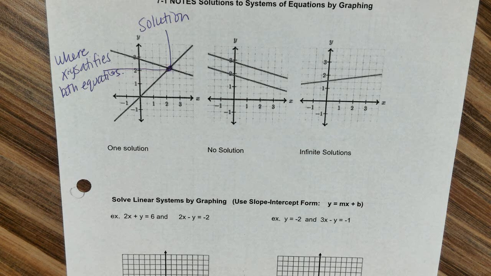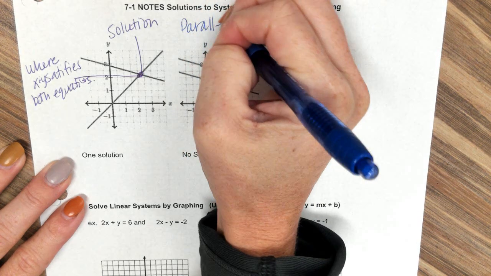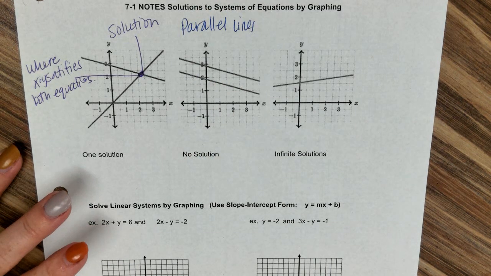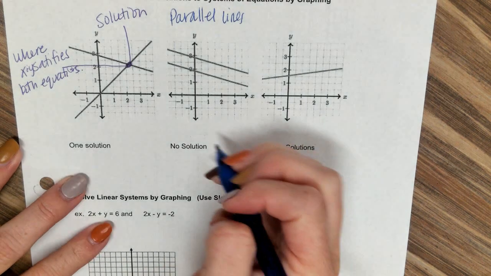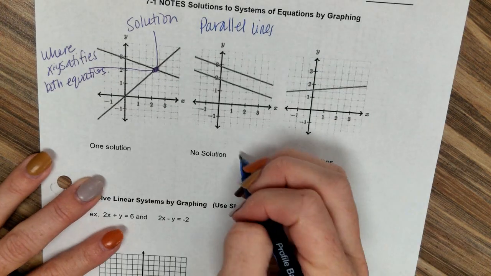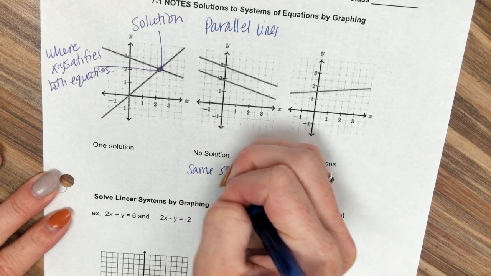Now, look at the next graph and tell me about it. What kind of lines are these? These are parallel lines. Are they going to have a solution? A point where they meet? They're not. So anytime you have parallel lines, the answer is going to be no solution. So you can either write the words no solution, or you can draw a circle with a line through it, meaning no solution. Remember that parallel lines have the same slope. So these will have the same slope.